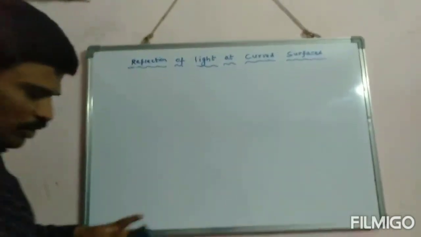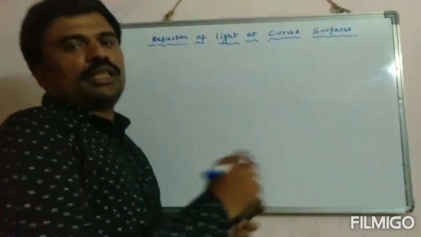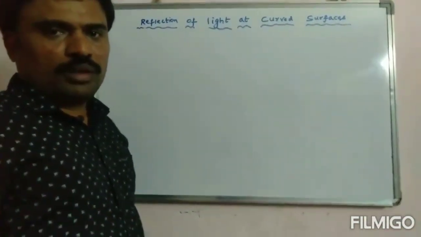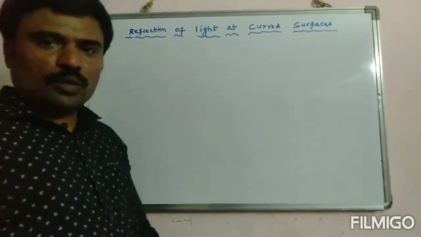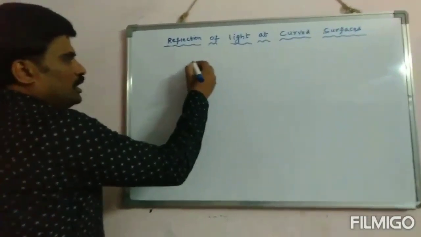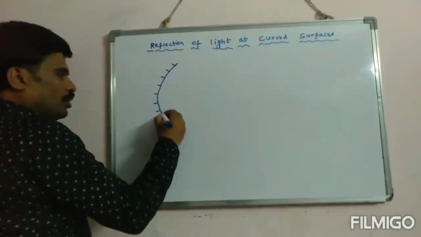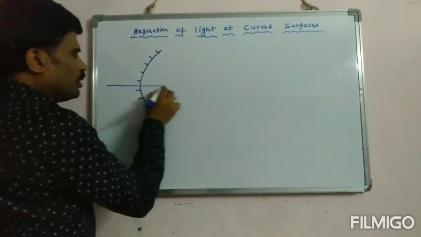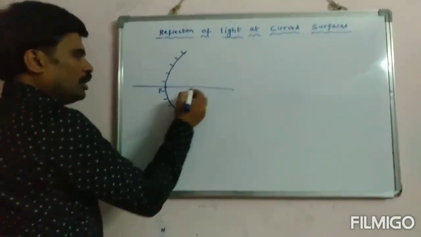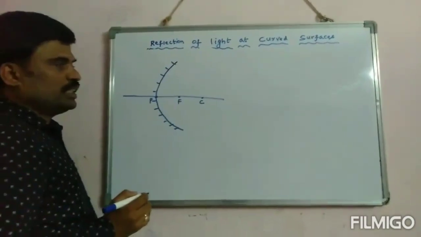Before drawing the ray diagrams for concave mirrors, we must learn the rules for drawing the ray diagrams. Now let us see the rules. First I am going to draw the concave mirror. Now what are the rules? I am going to draw the principal axis and mark the pole, focus, and center of curvature.